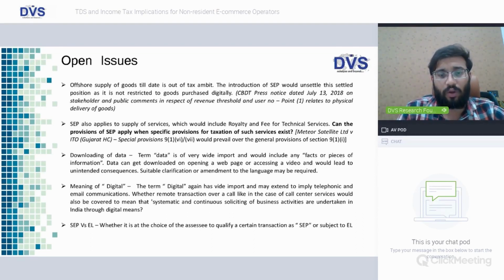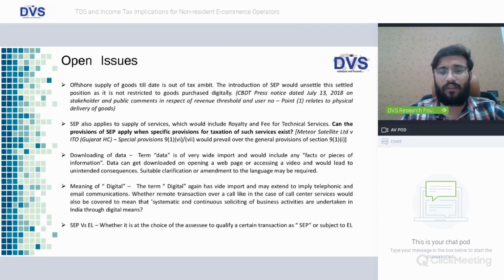Whether remote transactions over a call, like in the case of call center services, would also be covered, to mean that systematic and continuous soliciting of business activities are undertaken in India through digital means. So whether, as it is mentioned, in a call center everything happens over a call, so whether that also would be regarded as carrying out business activity in India through digital means. Clarity is again required on that.